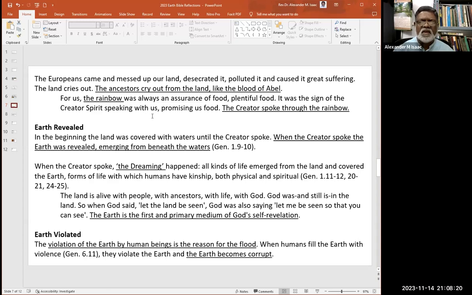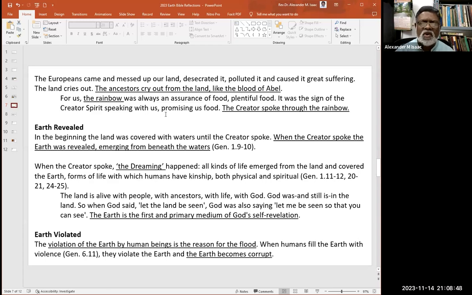And we see that when Cain is frightened after the killing of his brother Abel, he wanted to flee from this place. And God tells him that the land which has taken up the blood of Abel is furious at you. Therefore, the ancestors cry out from the land like the blood of Abel.